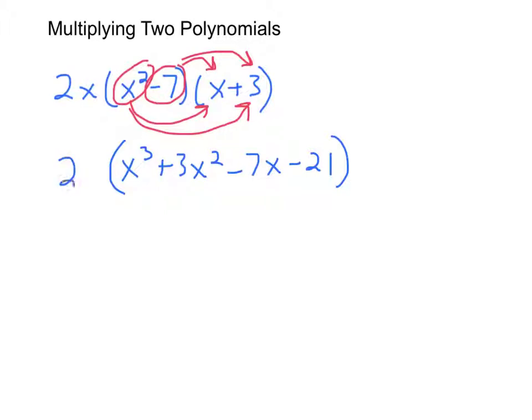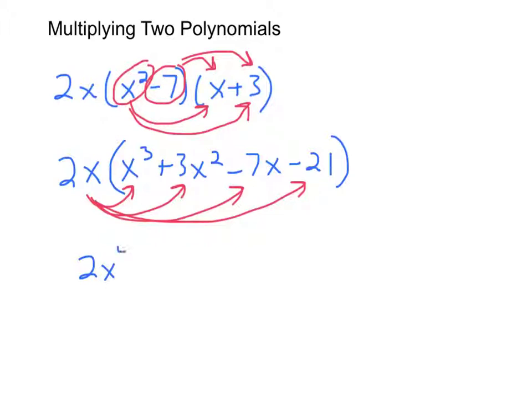And then I'll bring the 2x down, and now we'll go ahead and distribute the 2x through each of those 4 terms. And that will give us 2x to the 4th plus 6x cubed minus 14x squared minus 42x.